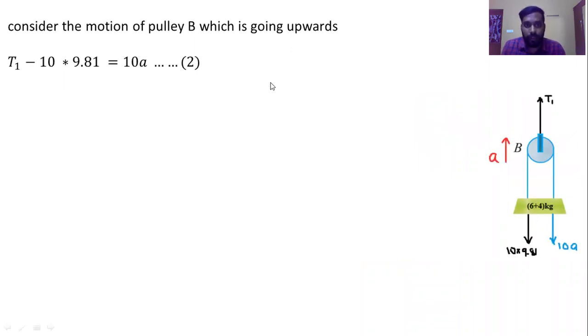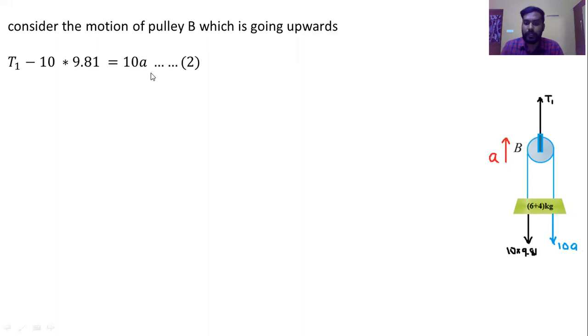So consider the motion of pulley B, which is going upwards. Our total weight is 6 plus 4. The movable pulley is moving upwards anyway, so the acceleration is going upwards, and the tension is there. The total weight, 6 plus 4, 10 into 9.81, is acting downwards, and the inertial force is downwards, that is 10A. Taking upward as positive, the upward force is T1, so T1 minus 10 into 9.81 equals 10A.